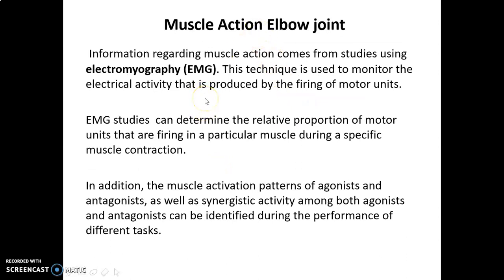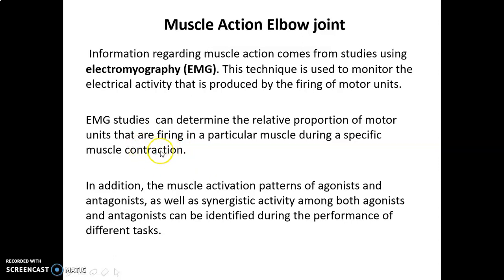So now we are coming to the muscle action of the elbow joint with all the earlier points in mind. We can say that information regarding muscle action comes from studies using electromyography. EMG is a very important study, a technique used to monitor the electrical activity produced by the firing of motor units. It is a method of understanding whether contraction is happening and the amount of contraction. It can be measured using a graph which represents the magnitude of the electrical activity, which in turn represents the firing of the motor units. EMG studies can determine the relative proportion of motor units that are firing in a particular muscle during a specific muscle contraction.